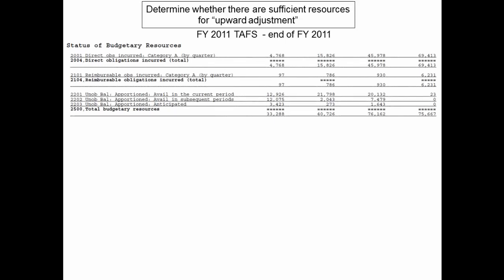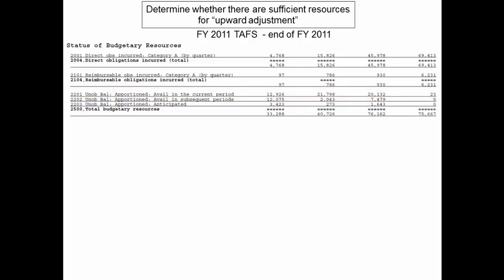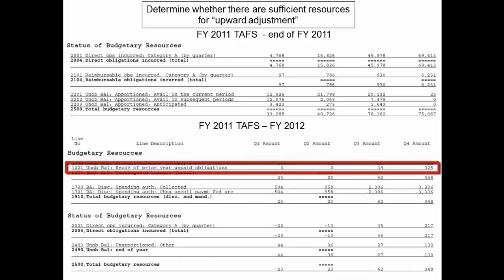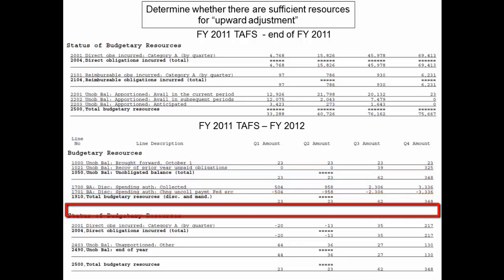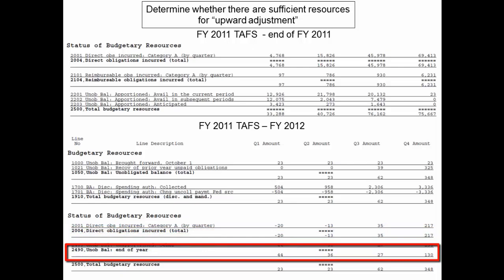At the end of year 1, we see $23,000 unobligated on line 2201. This amount is carried forward to fiscal year 2012 on line 1000. During the year, $325,000 is recovered on line 1021 based on canceled obligations, providing a total of $348,000 for adjustments. $217,000 is obligated on line 2001 for upward adjustments during fiscal year 2012, leaving $130,000 to carry forward on line 2490.